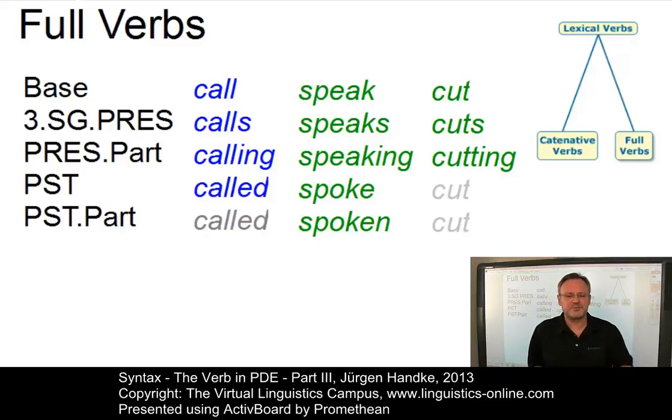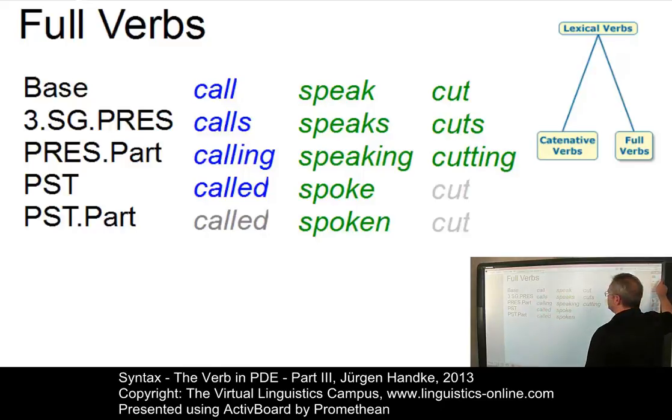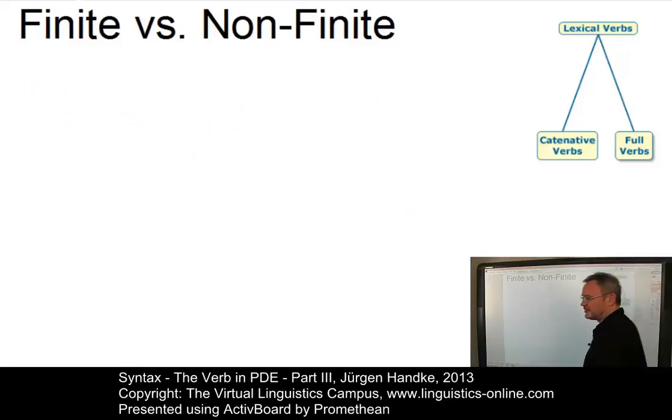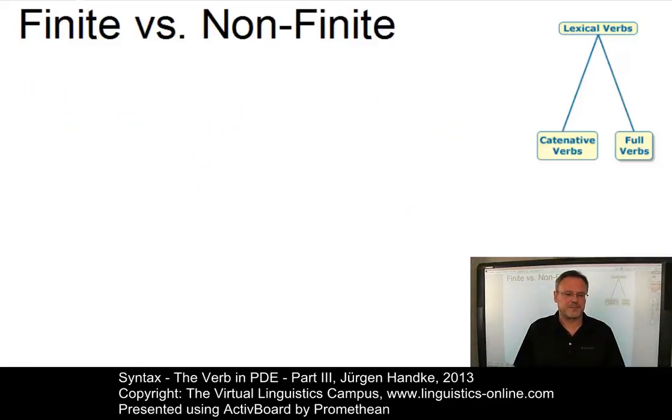According to the function of a verb within the verb group, two types of verb forms can be differentiated: finite and non-finite verb forms. In general, the third person singular present tense form and the past tense form of a verb are called finite, whereas the participle forms are called non-finite.